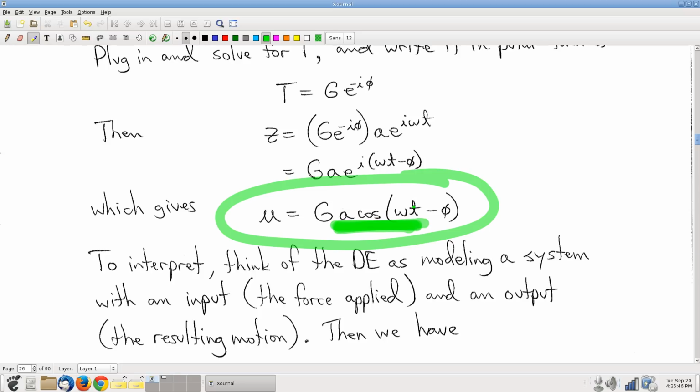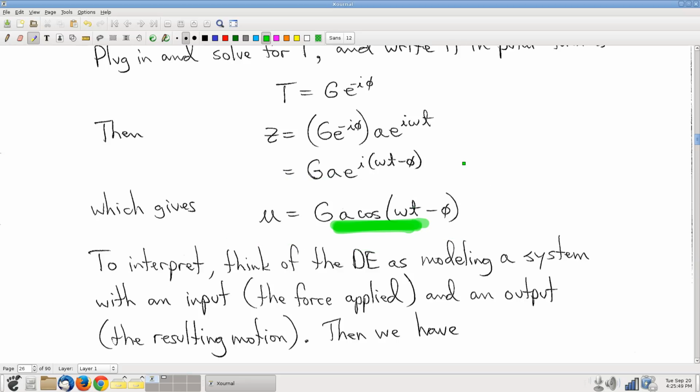So our solution looks just like the original right-hand side with two exceptions. One is that there's a phase shift. Let me do it like this. Phase shift. By the way, you can see now why we wanted this minus sign in here. We needed this minus sign in there so that we could then interpret this angle phi as a phase shift. Okay.